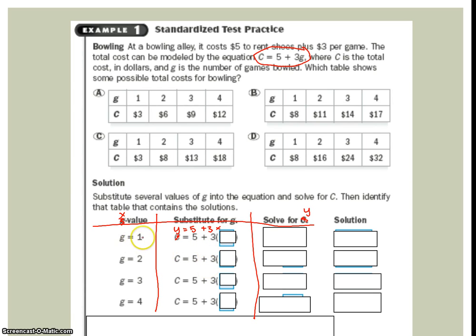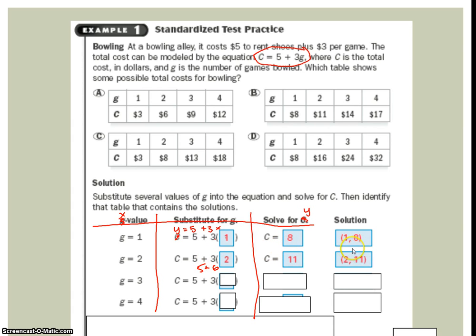But in this case, G is 1. So we're going to substitute 1 in for G and multiply. 3 times 1 is 3, plus 5 is 8. So you get an answer of 8. Oh, by the way, these are ordered pairs as well. Here's your X, here's your Y: 1, 8. Plug in the 2. 3 times 2 is 6, plus 5 is 11, so you have 2, 11.